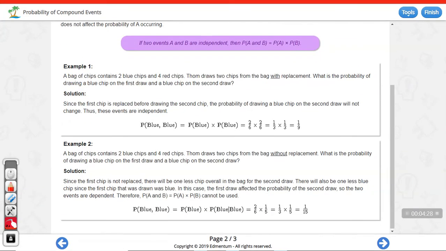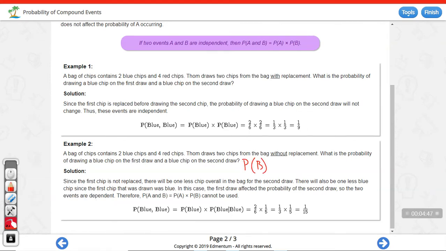Example number 2. This time, a bag of chips containing 2 blue chips and 4 red chips. Tom draws 2 chips from the bag, this time without replacement. What is the probability of drawing a blue chip on the first draw and a blue chip on the second draw? Well, as we saw before, our probability of blue is what we're starting out with.